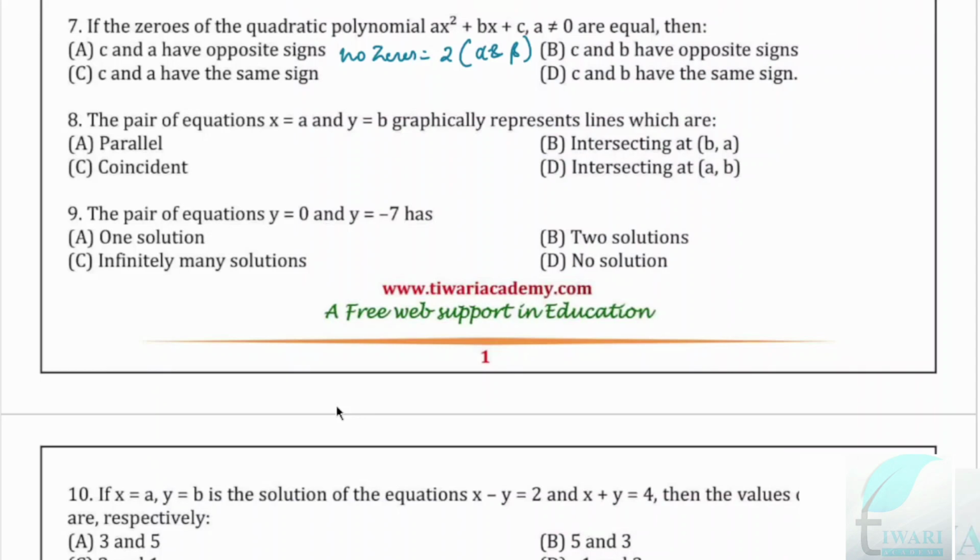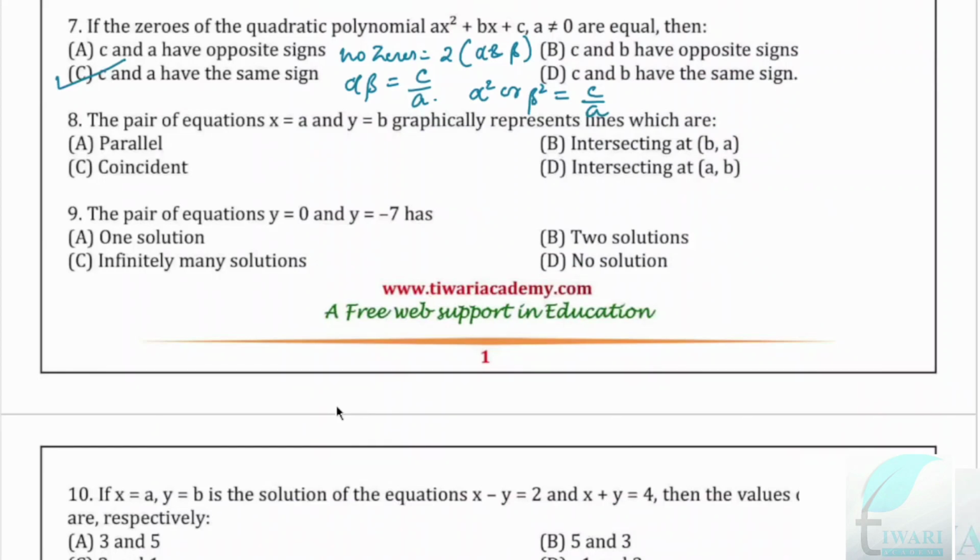So we know that alpha and beta are equal. In a quadratic equation, the product of two zeros, alpha into beta, equals c by a. But since alpha and beta are equal, we can write alpha into beta as alpha square or beta square, that is equal to c by a. And the square of any number will be positive. So c and a will have the same sign. So option C is the correct answer because it is positive.